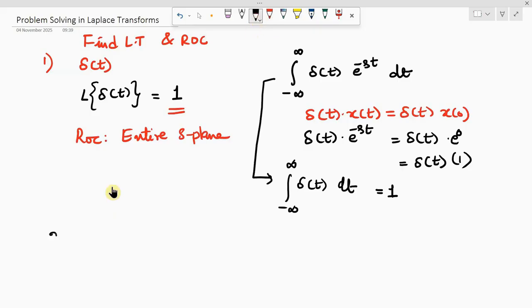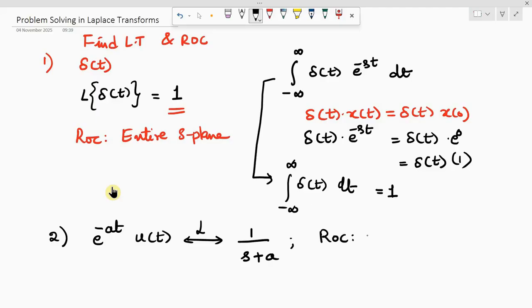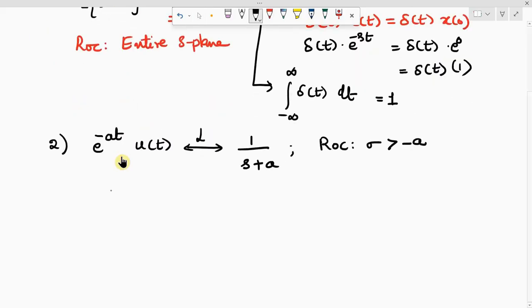Okay. Second function, e power of minus a t u of t. This I am not going to do. Please tell me the answer. 1 by s plus a. Yes, please. What is the ROC? Sigma greater than minus a. Nice. Good.